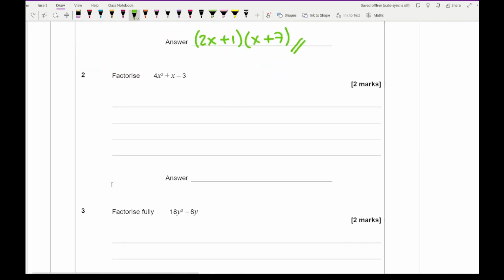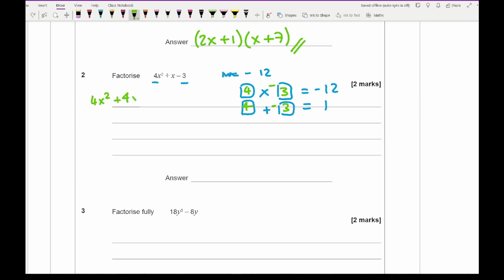Then moving on to question 2, it says factorise 4x squared plus x minus 3. So again, the magic number is going to be minus 12. I'm looking for 2 numbers that multiply together to give me minus 12, but added together give me positive 1. So it's going to be 4 and minus 3. So here I've got 4x squared plus 4x minus 3x minus 3.